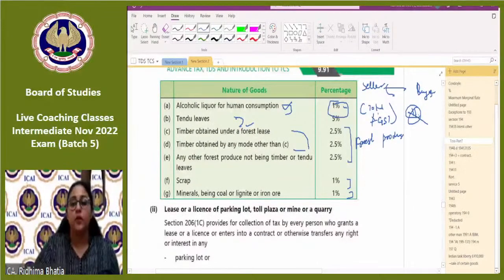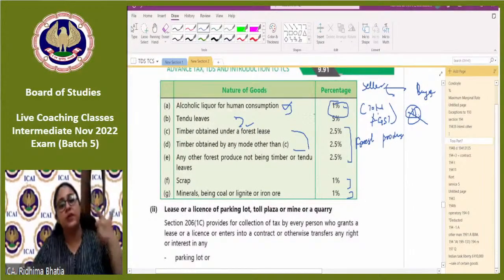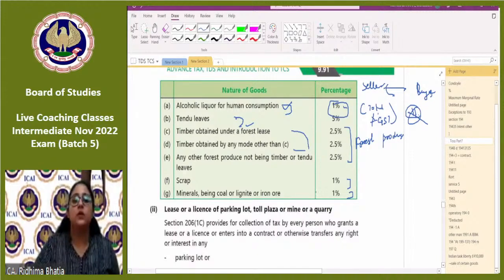ठीक है, 1%, 5%, 2.5% and 1%. Alcoholic liquor, tendu leaves, forest produce, scrap and mineral oils. Now what is scrap?